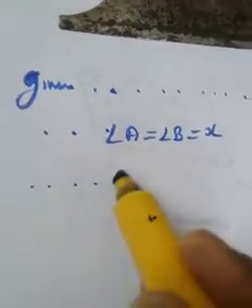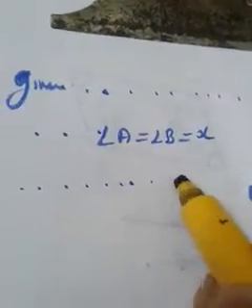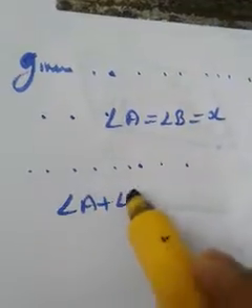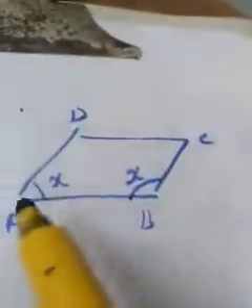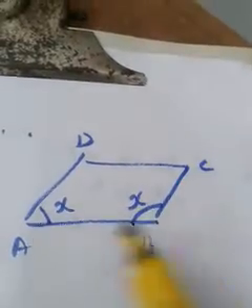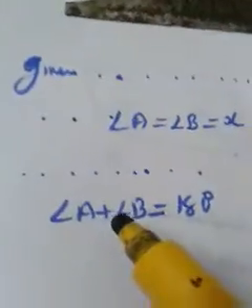We know adjacent angles are supplementary. That means angle A plus angle B should be what? 180 degrees, isn't it? Why? Because these are adjacent angles. In a parallelogram, adjacent angles are supplementary, so angle A plus angle B is equal to 180.